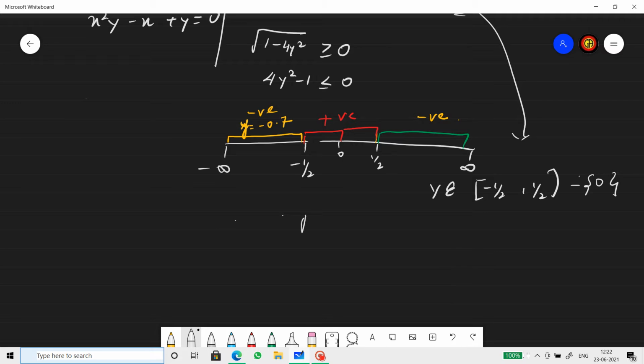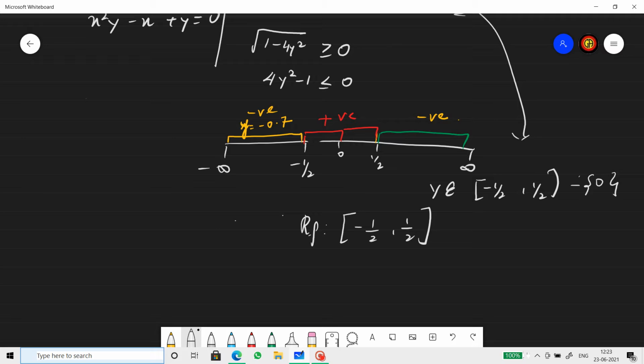So range is minus half to half, including 0. When we say minus half to half, 0 is already part of it. When we say minus half to half except singleton set 0, that means we are excluding 0.